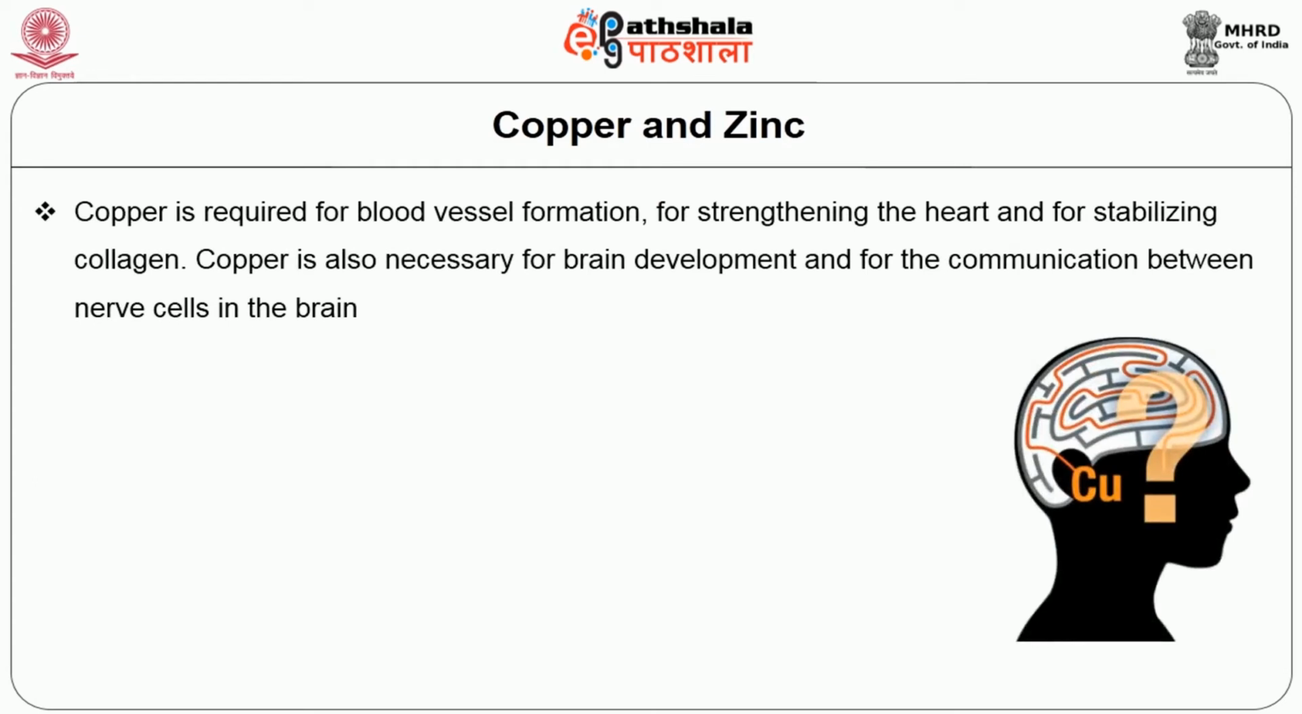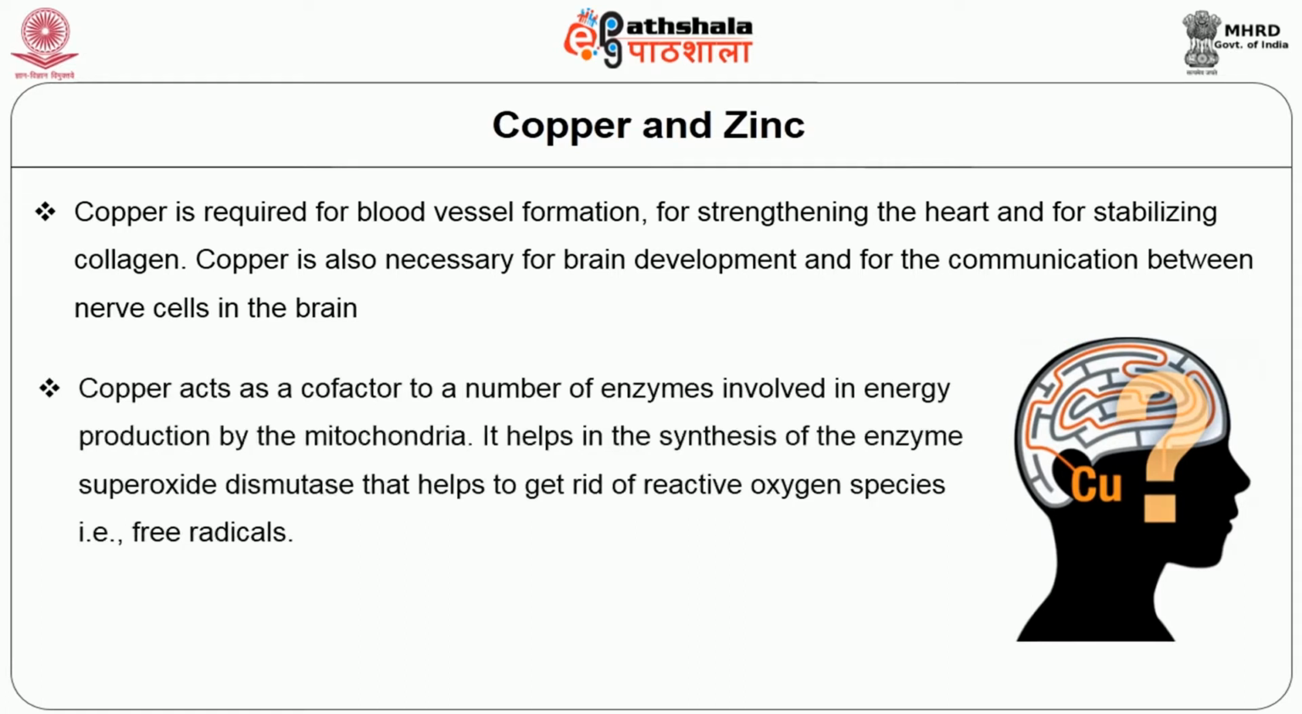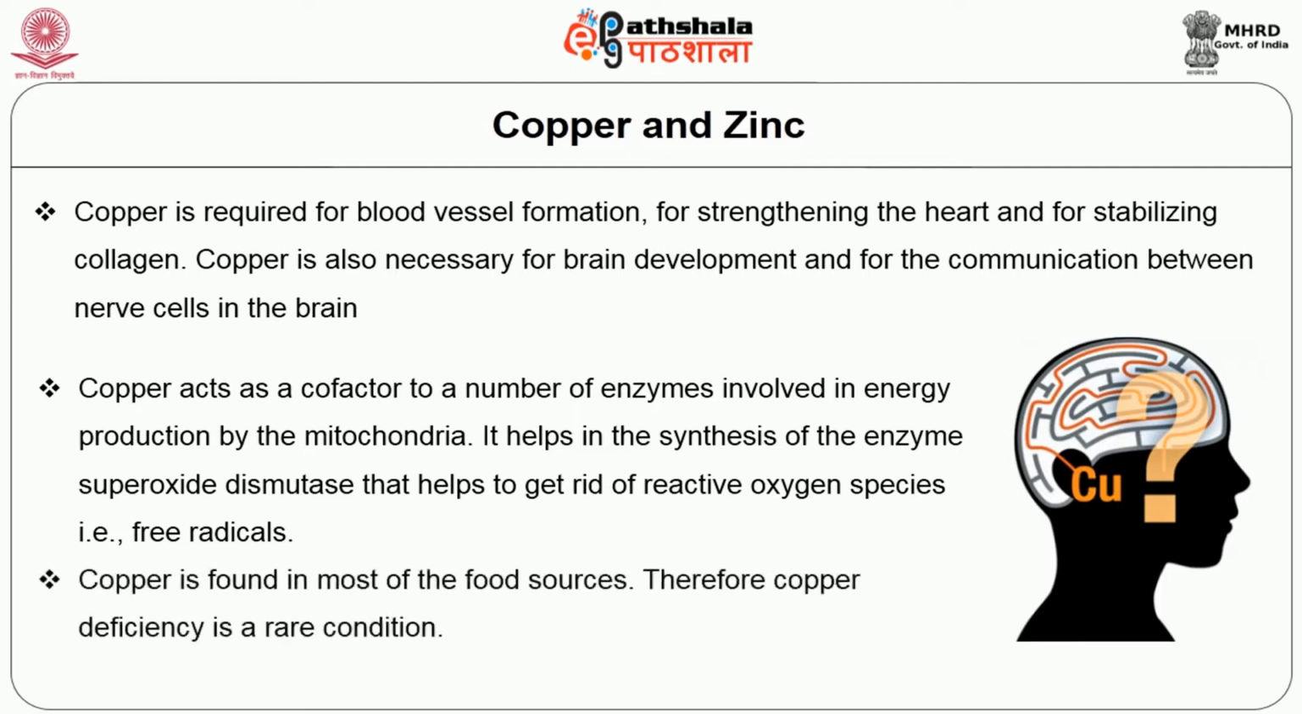Copper is required for blood vessel formation, for strengthening the heart, and for stabilizing collagen. Copper is also necessary for brain development and for the communication between nerve cells in the brain. Copper acts as a cofactor to a number of enzymes involved in energy production by the mitochondria. It helps in the synthesis of the enzyme superoxide dismutase that helps to get rid of reactive oxygen species, that is free radicals. Copper is found in most of the food sources.